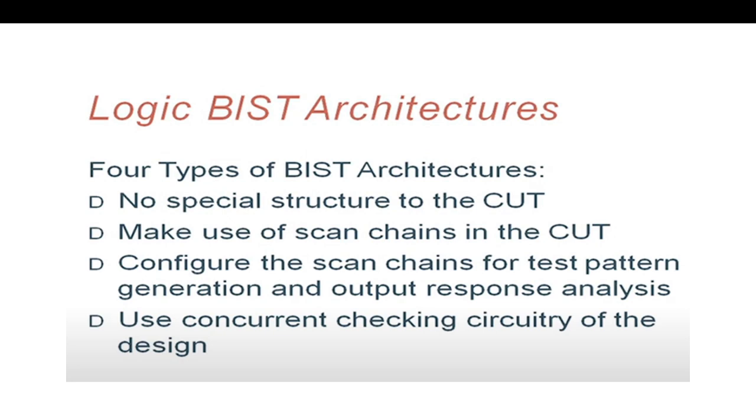Logic based architecture. We have 4 types of BIST architecture. Type 1 has no special structure added to the circuit under test. The others make use of the scan chains in the circuit under test, configuring the scan chains for test pattern generation and output response analysis using concurrent checking circuitry for the design. If you see, we use the scan chain which is available in the design for generating the test patterns as well as for the response analysis.